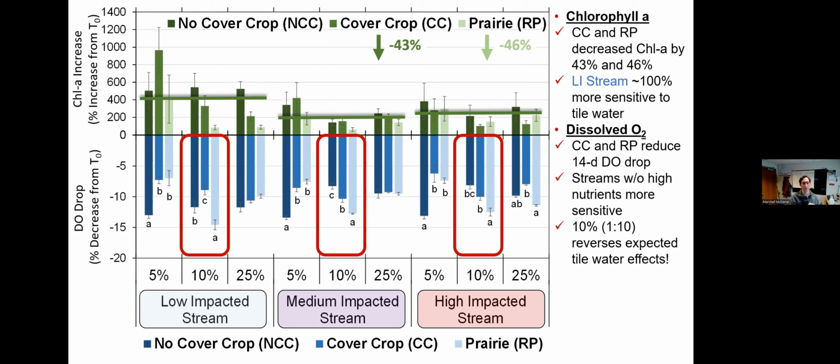So the business as usual, no cover crop, corn soybean rotation had the greatest drop, or most negative value of dissolved oxygen, but it was reversed in all three of the streams when we mixed at a 10% ratio. We're still trying to figure out why this is. It could be something related to stoichiometry, or the proportion of nutrients and maybe carbon in the streams. And we're still working on these data to figure that out.